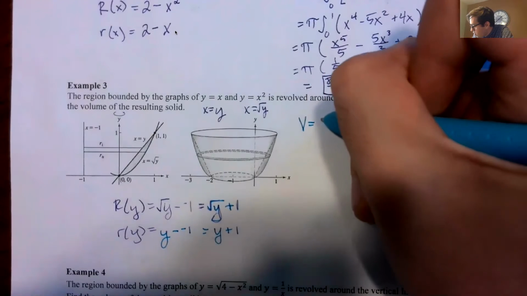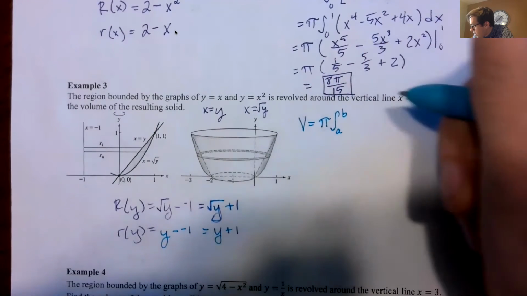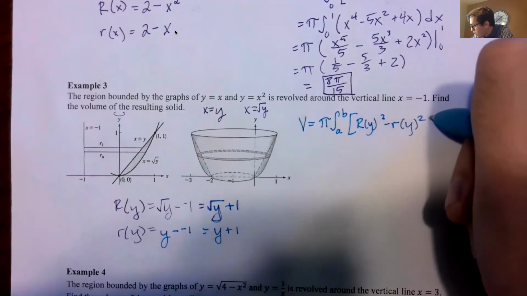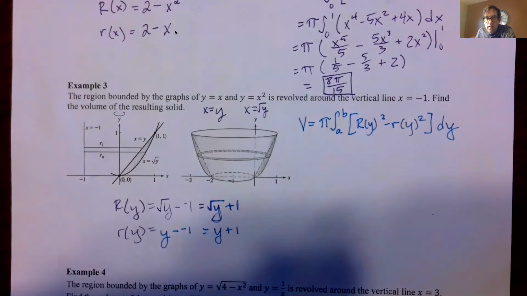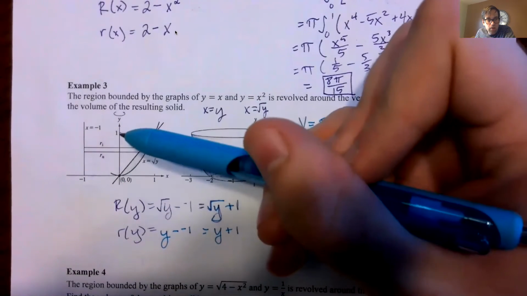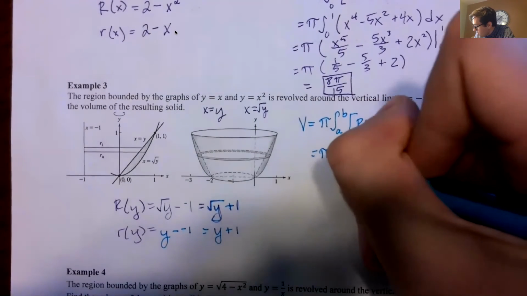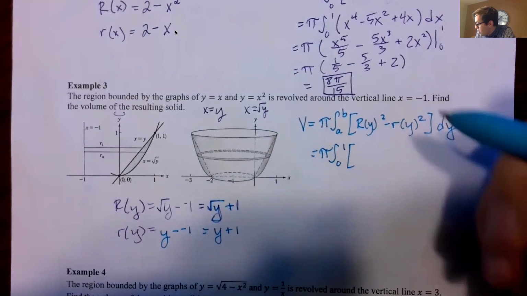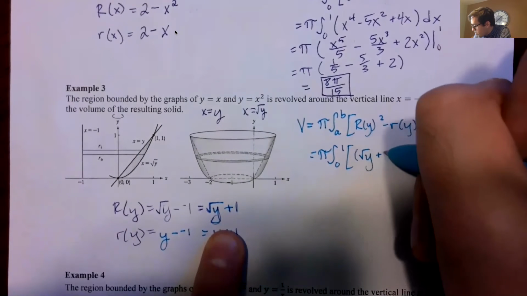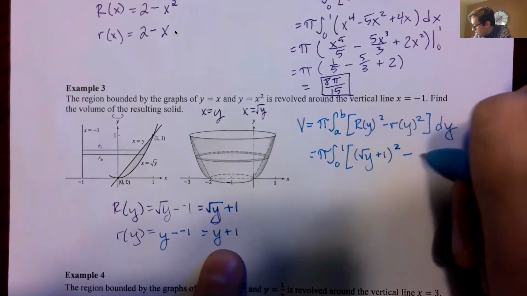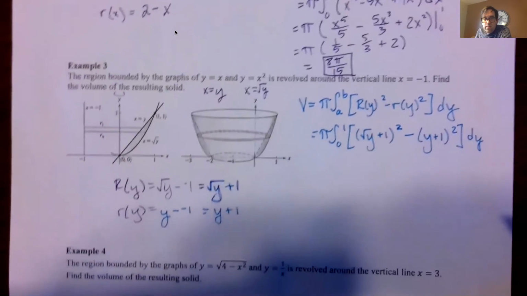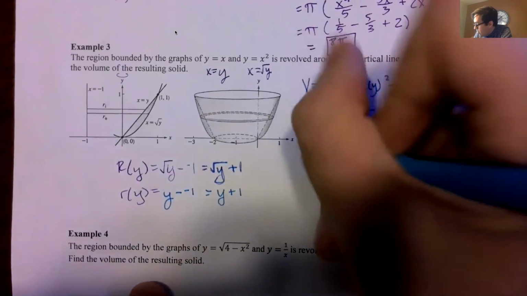So we got volume equals pi times the integral from a to b of the outer radius squared minus the inner radius squared. And so we are going on the y-axis from a value of 0 to 1. And our outer radius is going to be root y plus 1, and our inner radius is going to be y plus 1. Okay, so let's go one step further, see if we can do this by hand.